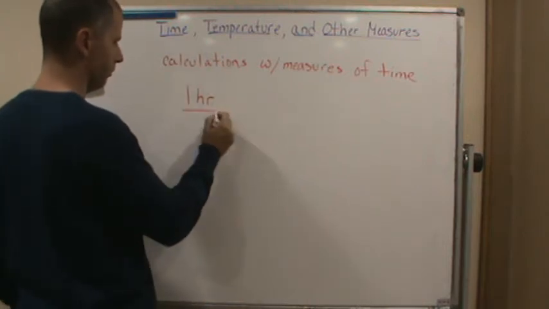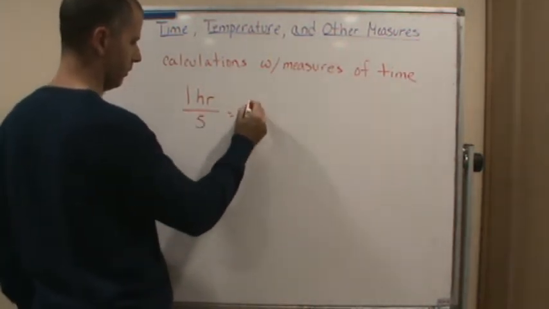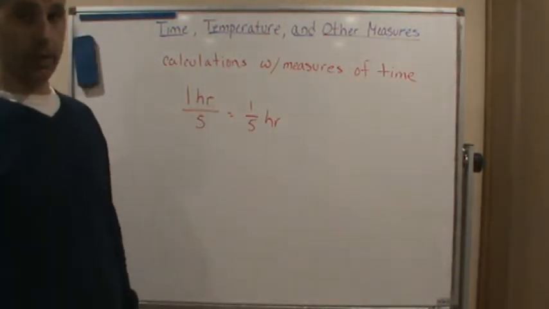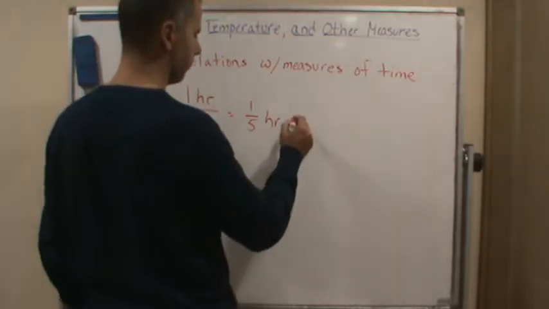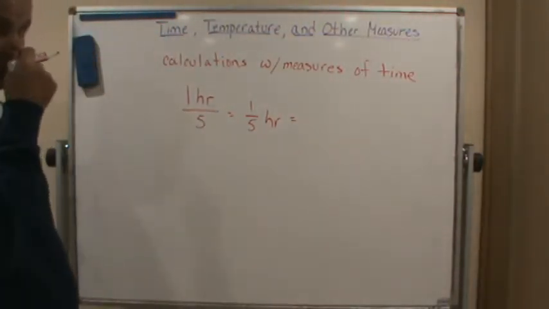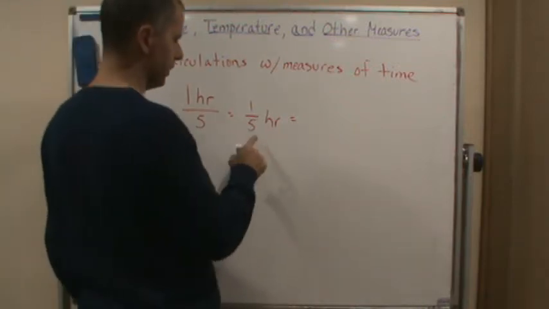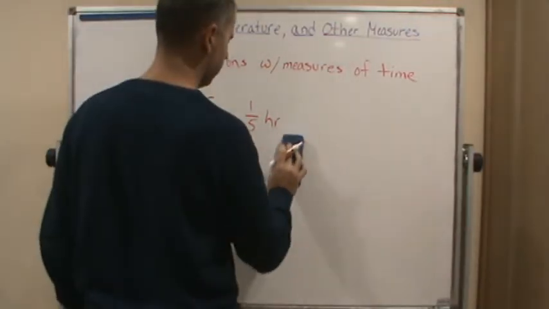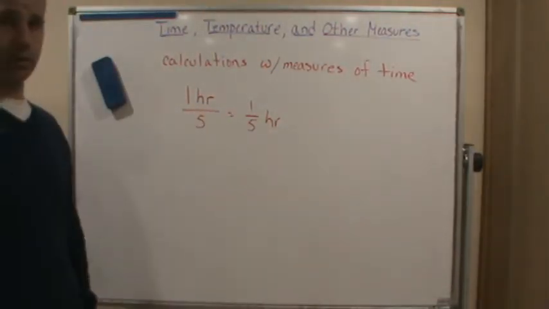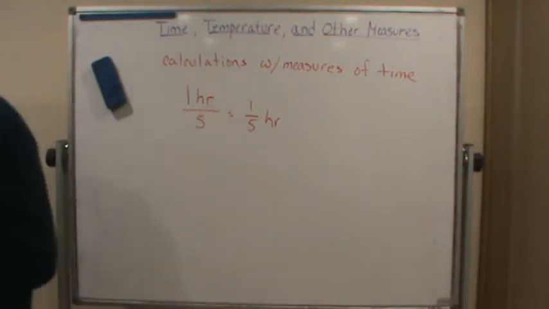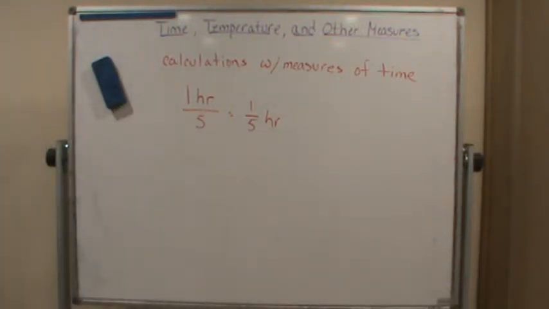So that just becomes 1/5 of an hour. Or if you want to use it as a decimal, 0.2, or 2/10. But basically we should devote 1/5 of an hour to each topic. Okay? And that's one way to do it. And how much time does that mean?